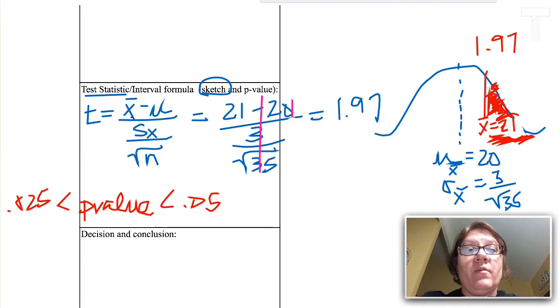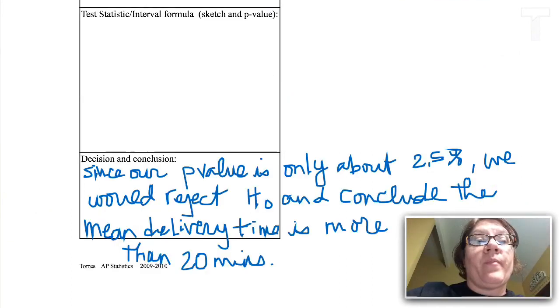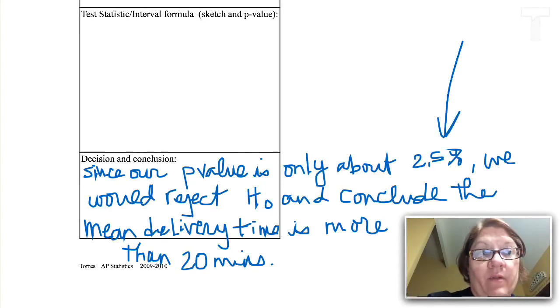So now my decision would be that since my p-value is really small, 2.5% of the time, that's not very likely that I would get a sample that far away, then we would reject the null and conclude the mean delivery time is more than 20 minutes. So we're concluding the alternative.